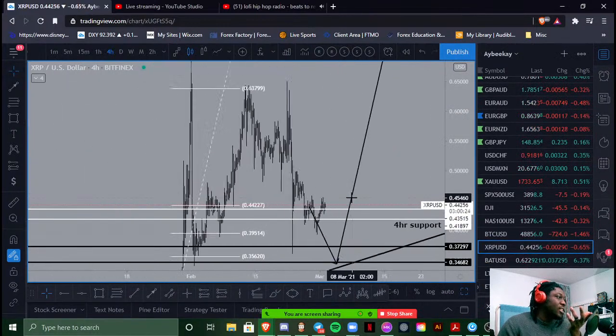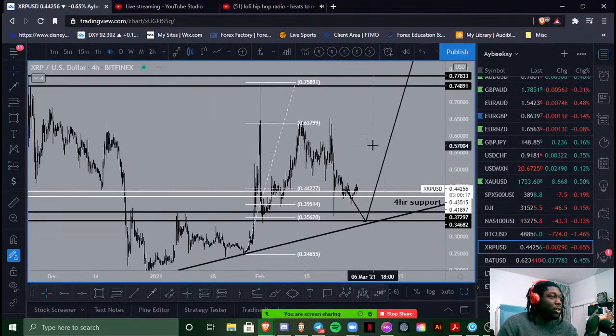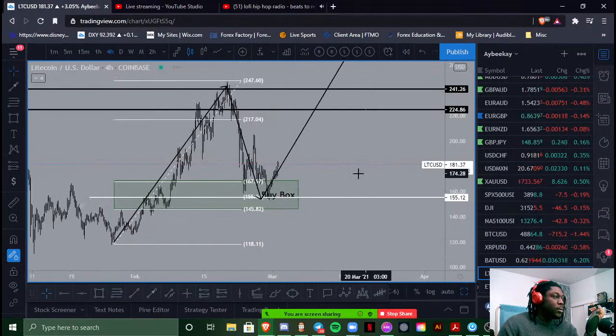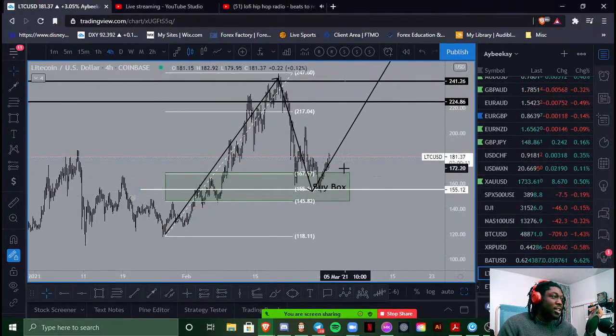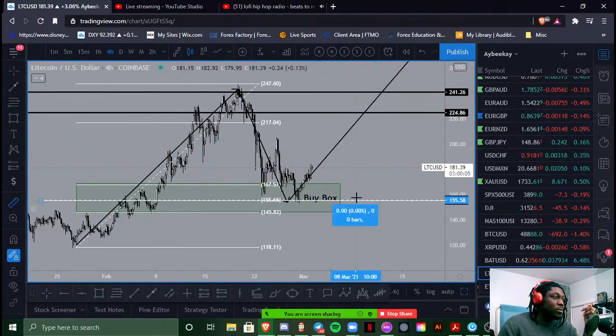I can't be mad at my 71% getting hit and I didn't get in. I can't be mad at it because that's my play. That's what I look for every single time in the market. So same thing right here. Buy box came up, came down, went bullish. I can't be mad at it. That's how many pips up? 270 pips. Can't be mad at it.